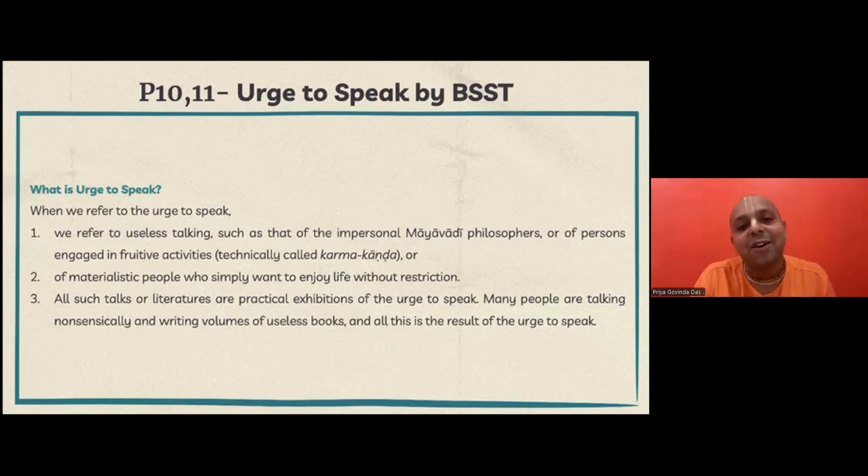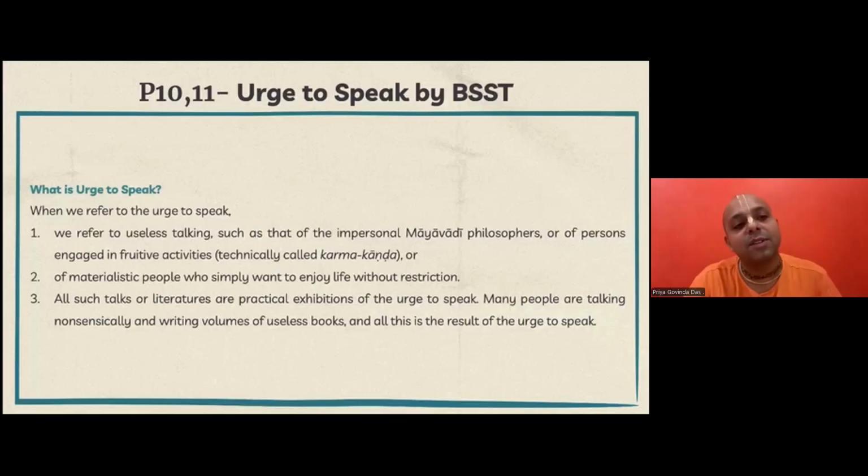And all this is the result of the urge to speak. So Bhaktisiddhanta Thakur counts books also as urge to speak. And during his time, if Facebook, Instagram, YouTube would have been there, then he would have written those names also here. Because actually what is happening, there is an urge in the people to speak and they don't get a platform because there are no relations. Then what they do is they go online.